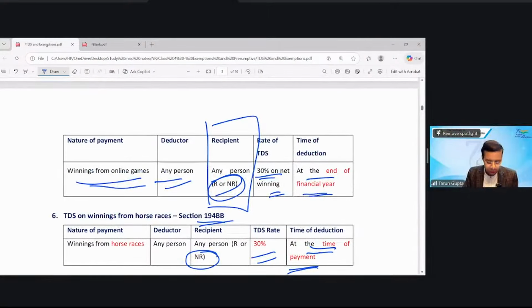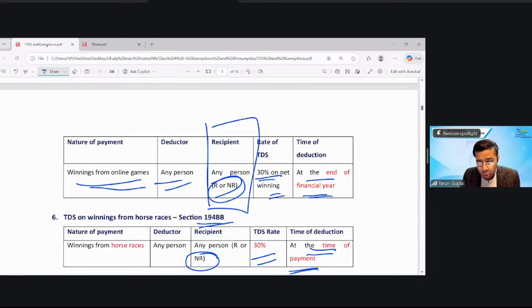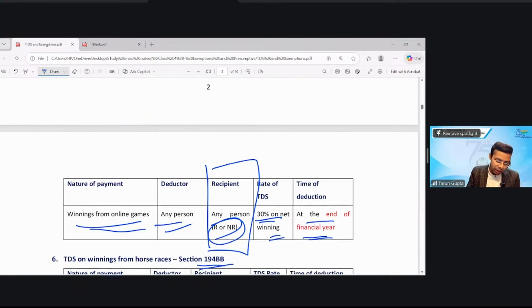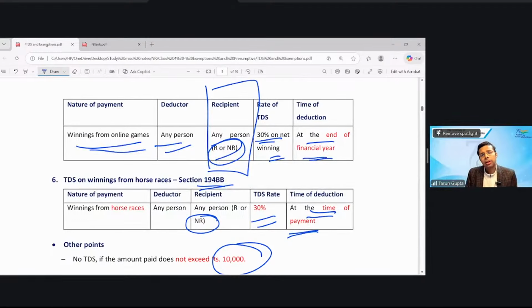You know the threshold in the case of 194BA, online games? I have written 10,000 in case of 194B and BB. Is there a similar threshold for 194BA as well? So for BA, the threshold is rupees 100 per month, students.